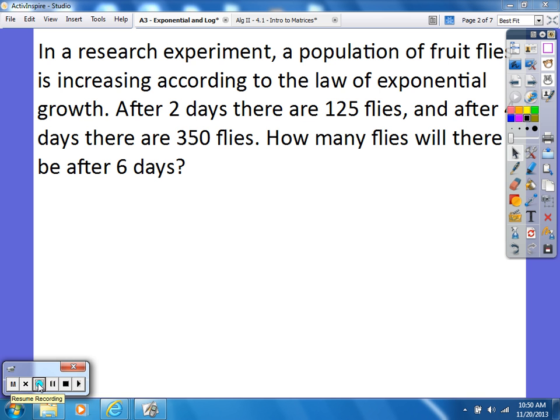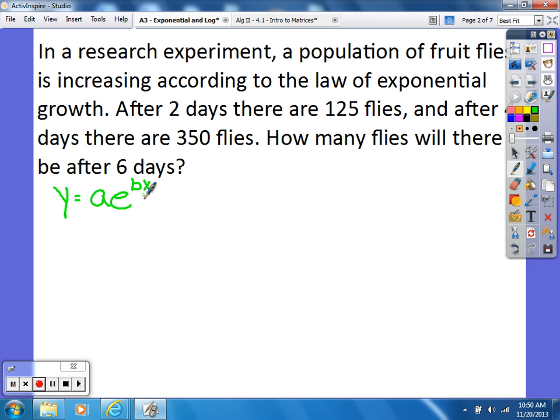Problem, and we actually talked about it a little bit. What keywords tell me which equation I need to use here? Close, keep going. Exponential growth. So I'm going to use my equation, y equals A e to the bx.